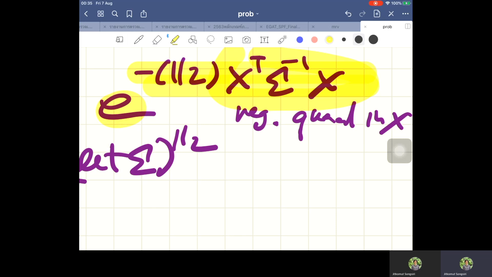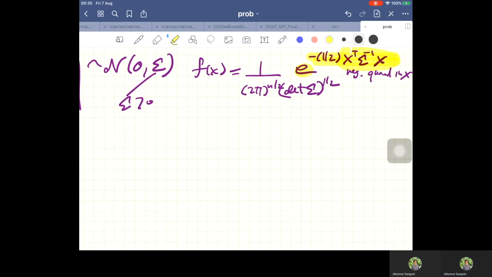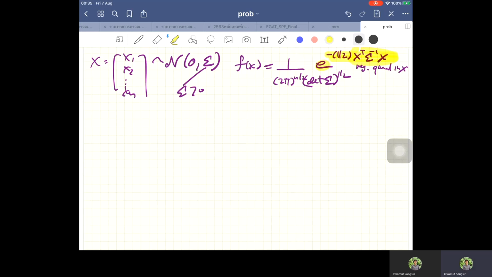Now the connection is the following. It can be explained that if you generate x according to this normal distribution, if you generate a bunch of realizations, we can show that those realizations will lie in the n-dimensional space in the shape of an ellipsoid.